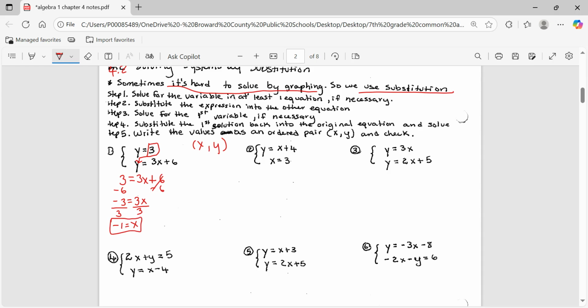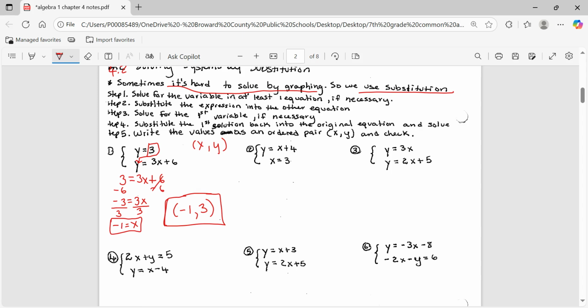So now we know that x is equal to negative 1. We only have a part of it because every system is an actual coordinate point with an x and a y. So now we know that x is negative 1. And the y, well, we knew that from the beginning, y is equal to 3. So your solution to the system is negative 1, 3.